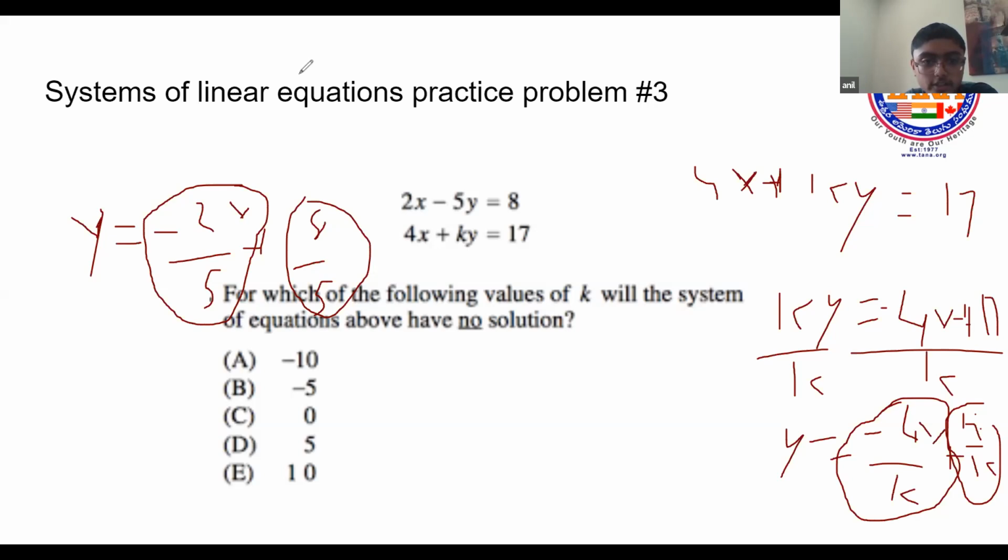I guess Ayush. So in order for it to have no solution, you want the slopes to be the same. Yes, the slope's the same and the y-intercept's different. Okay. Yeah, all right, that makes sense. Thank you.